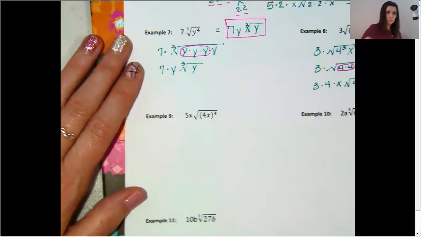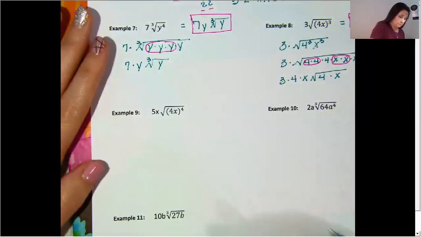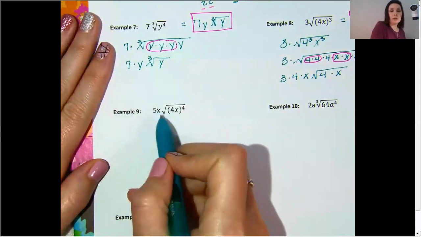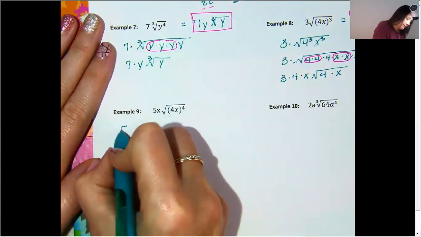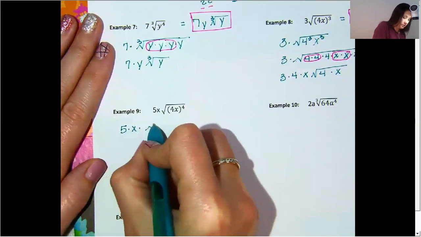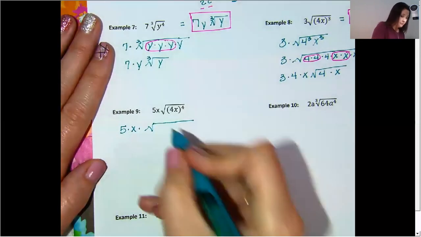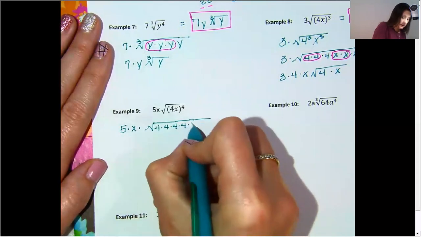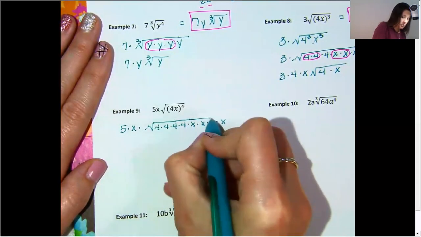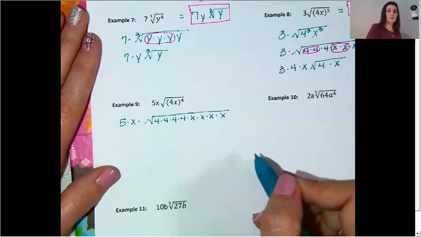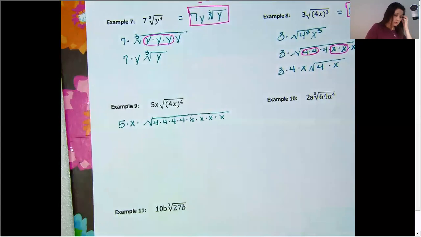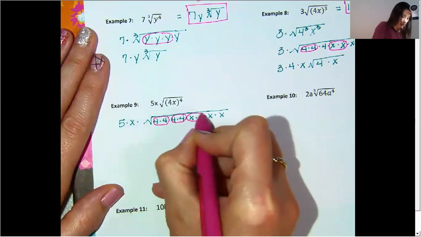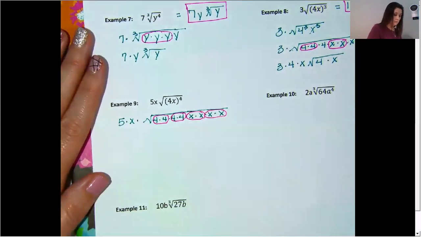Okay, moving on to problem number 9. Now on the outside, we are including not only a coefficient, but a variable. So it's the same as 5 times x times whatever is factored out of your square root. So we have 4 times 4 times 4 times 4, times x, times x, times x, times x. And notice that I'm simplifying the steps a little bit here. And so I'm gonna circle my groups of 2. And everything will be factored out of the square root.